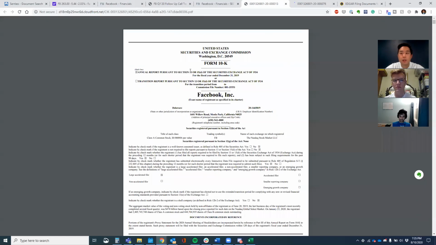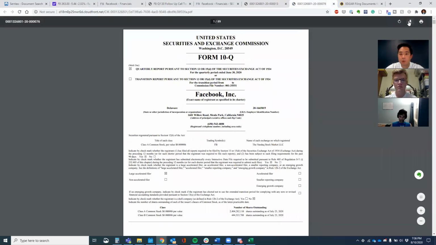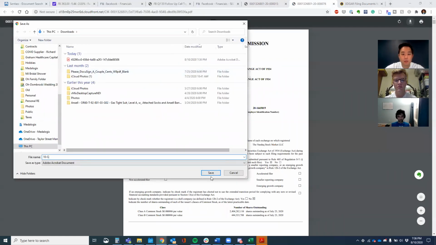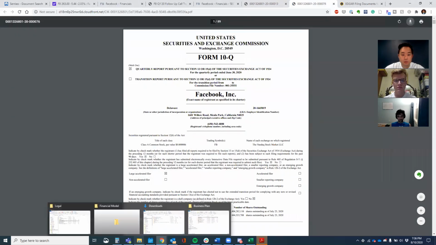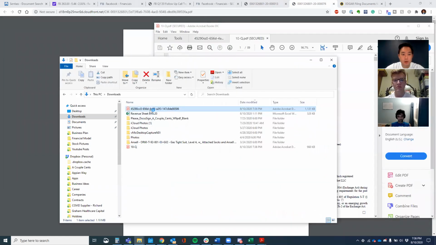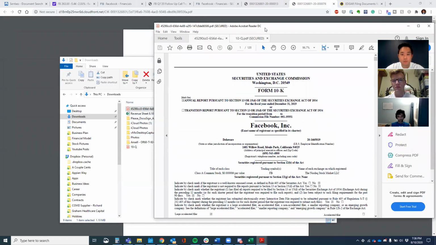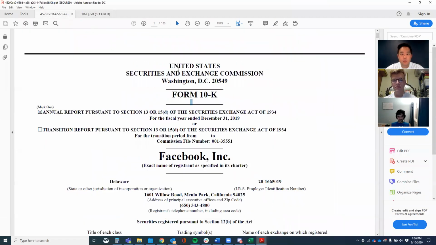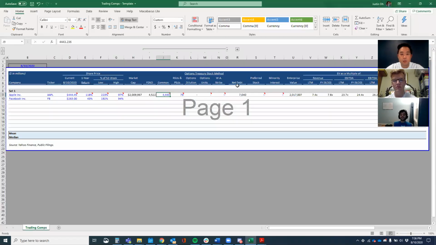Pretty cool. So what I like to do is I don't like reading it in the browser, right? So I download that. Download that. So 10Q. Downloads. Pull that up in Acrobat. Cool. So this is the 10K, right? And 10Q. So what do we need?